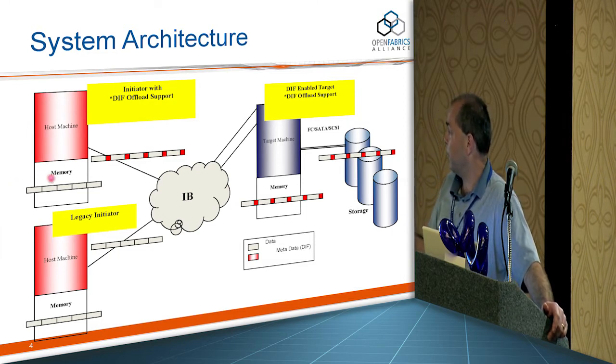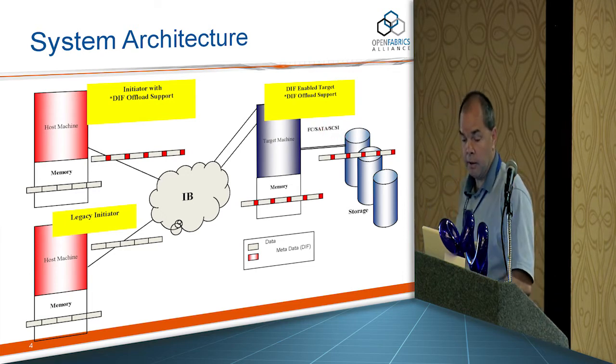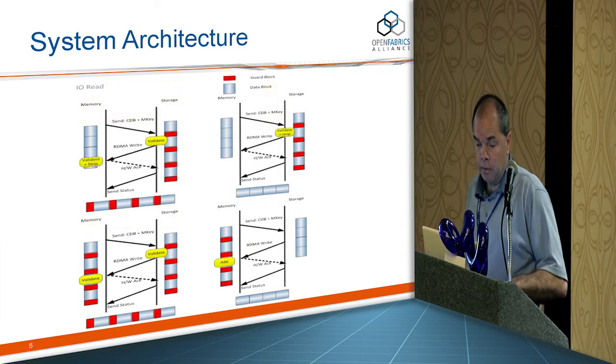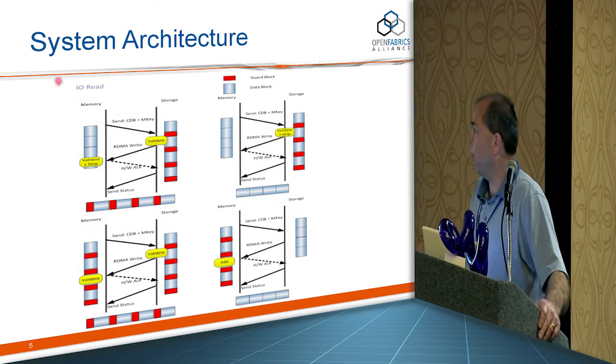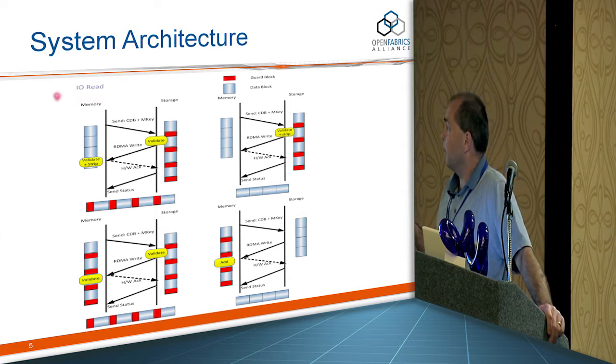So the data may come from memory without any sort of protection, have protection added to it, be sent over the wire, and then something happens on the remote side with the data. Data integrity checks are performed. From a read perspective, there are several possible combinations in terms of the data transfers that may happen. First of all, the data blocks are the whitish colored blocks. The red are the guard blocks.